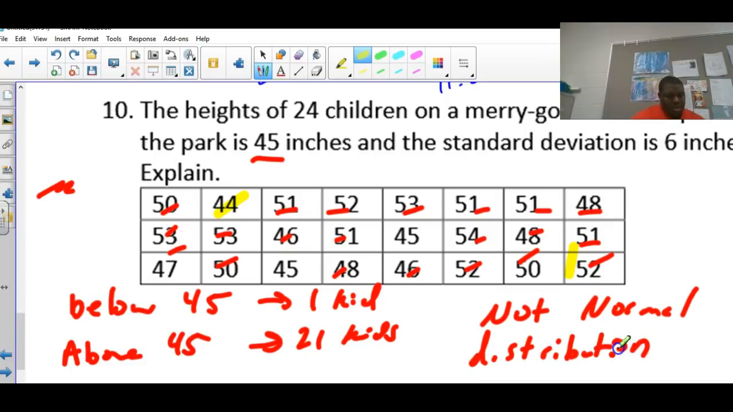All right, it's not a normal distribution. The reason is, look at it, it's 21 kids on one side. There's way too many kids on one side. It's not going to give you a normal bell curve. It's going to give you something skewed like this, skewed to the left. That's where the tail is, to the left, so skewed to the left.